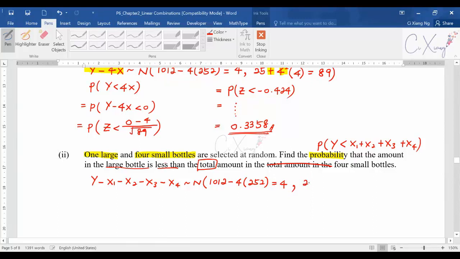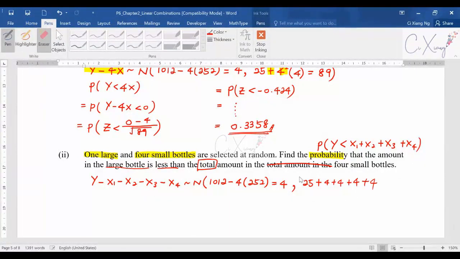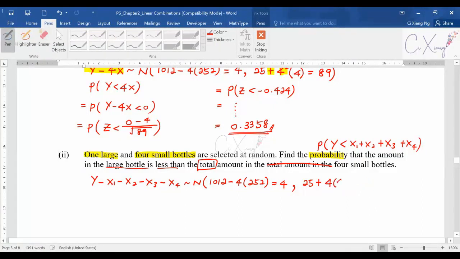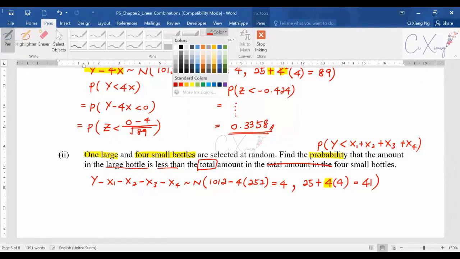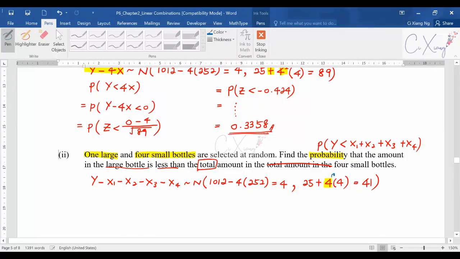And then for the variance, you will have 25, then plus. Okay, so the variance for X1 should be 4. So when you write it out, it should be 4 plus 4 plus 4 plus 4. Alright, so in the marking scheme, or maybe when we feel lazy, you can still write it out as plus 4 times the variance 4, and it is equal to 41. So please take note that the 4 here, there's no square. So there's a difference between this part and the previous part. This one is no square.